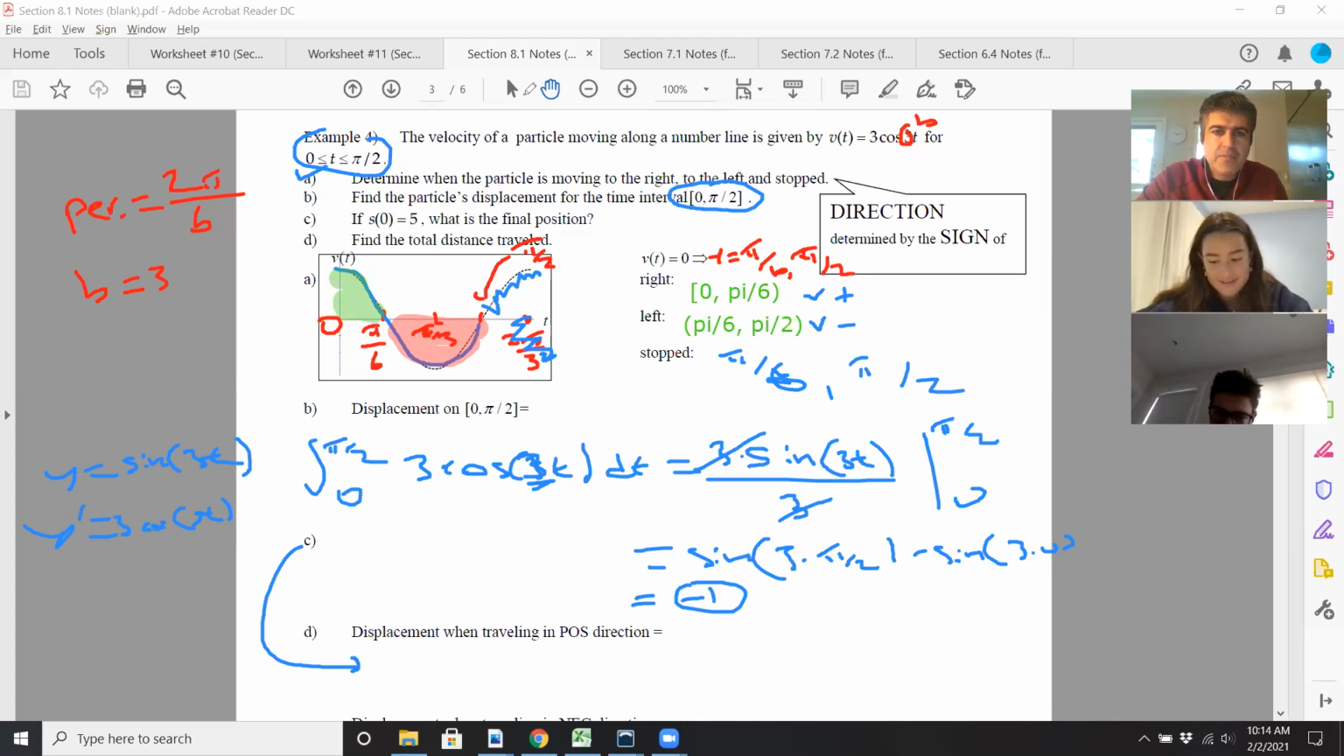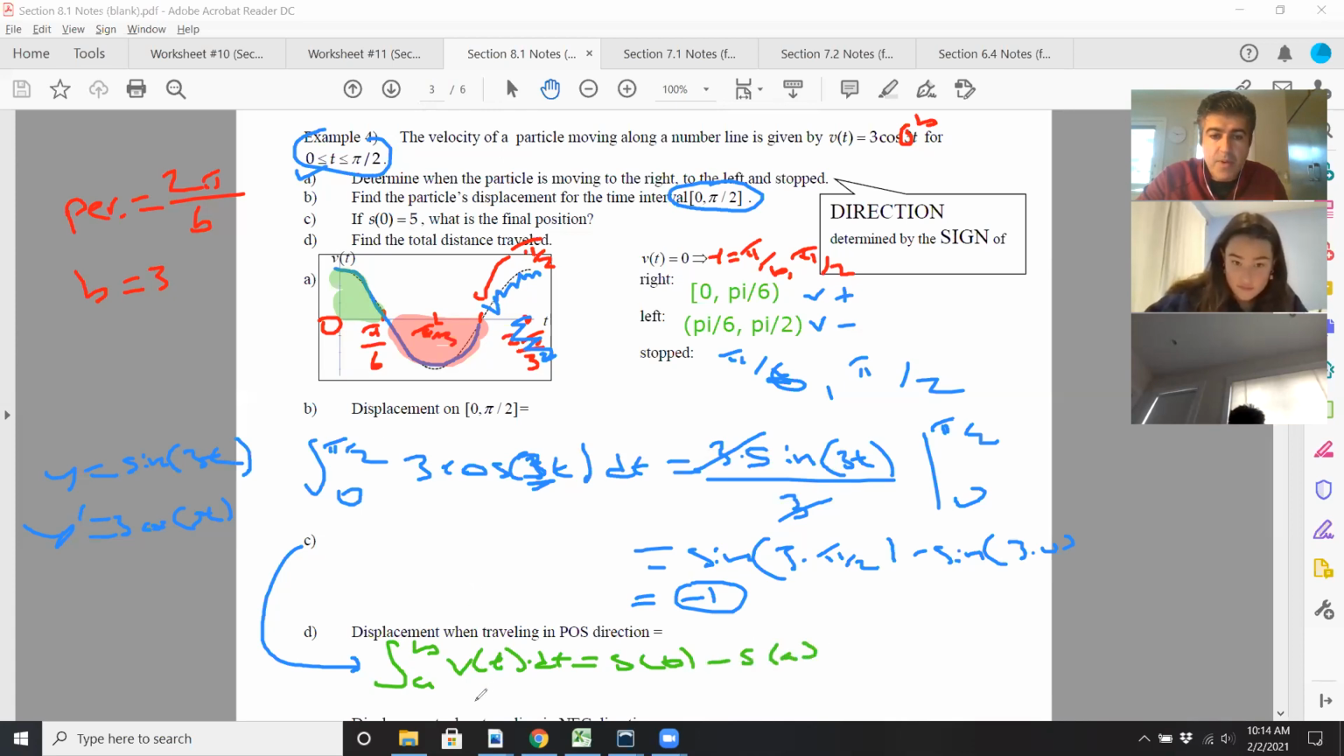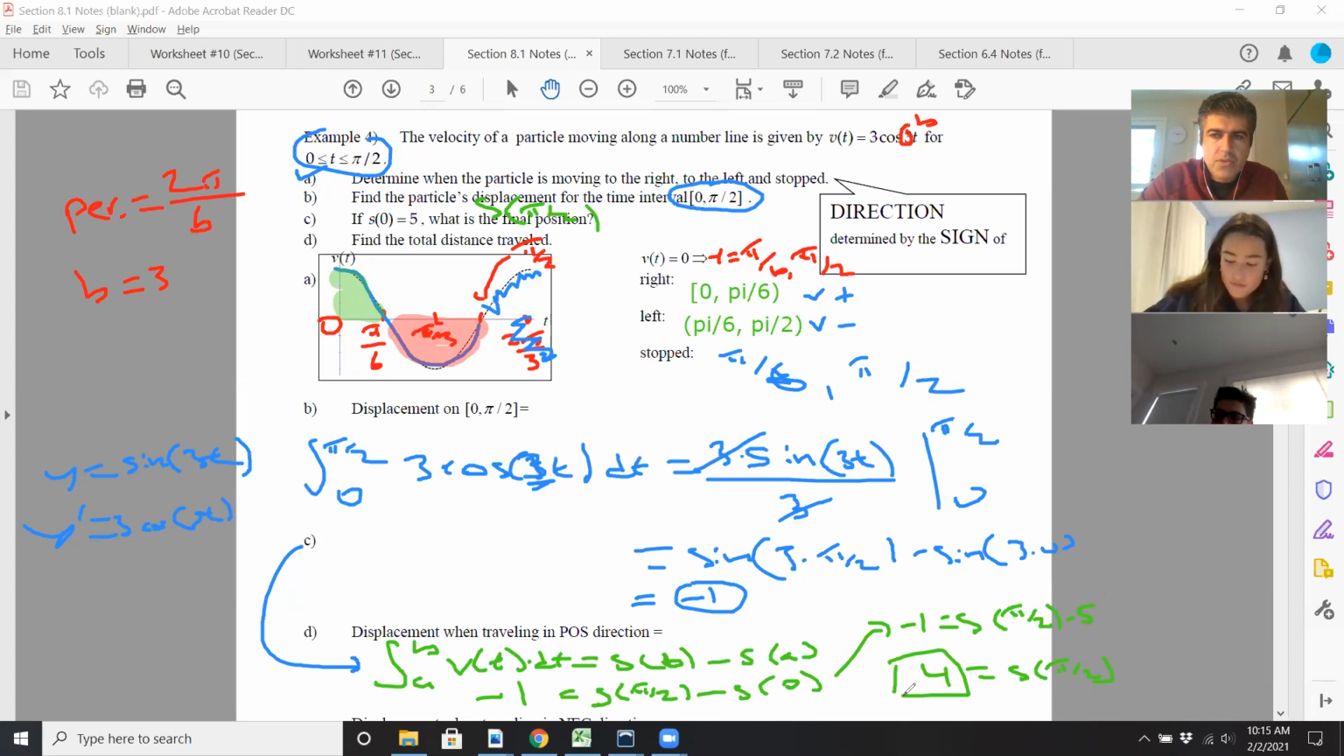Part C is asking for the final position. That's just using what we did on page 1. So remember, the integral from A to B of our velocity function equals S of B minus S of A. We already worked out the displacement in part B. That was negative 1. And in this case, we want S of pi over 2. So negative 1 equals S of pi over 2 minus S of 0. Well, S of 0, you're told it's 5. So negative 1 equals S of pi over 2 minus 5. So S of pi over 2 equals 4. So that's part C.